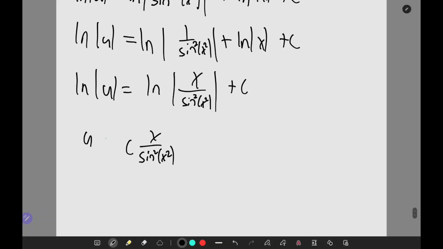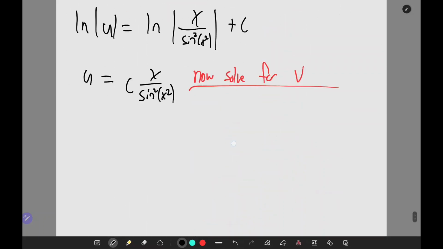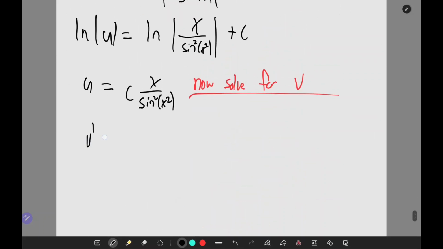We solved for u. We have to solve for v now. So we successfully reduced the order. Now we just have to go back and solve for v. So remember, u is equal to v prime, right? So v prime is equal to c x over sine squared x squared. So now we have to integrate both sides. The left side is just v. This right side here, I think we do u sub again, right? Let me see.